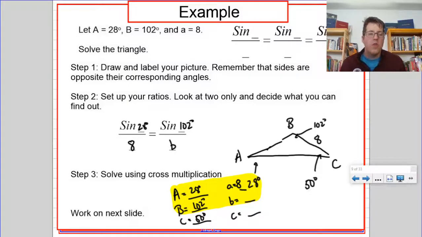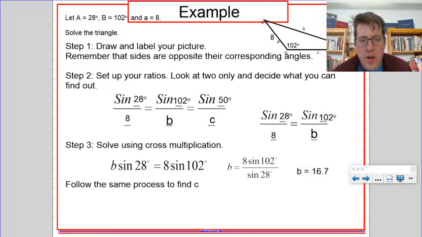Okay? When you're using your calculator, do make sure that you have your calculator in degree mode. If your calculator is in radian mode, it's not going to understand what you mean by 28. It's going to think you mean some 7, 8 pi, somewhere around there. Okay, so make sure you're in degree mode.